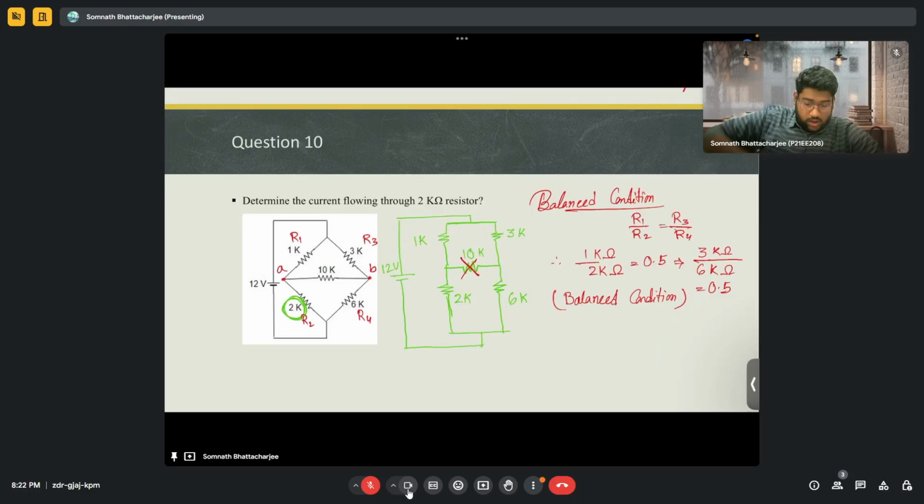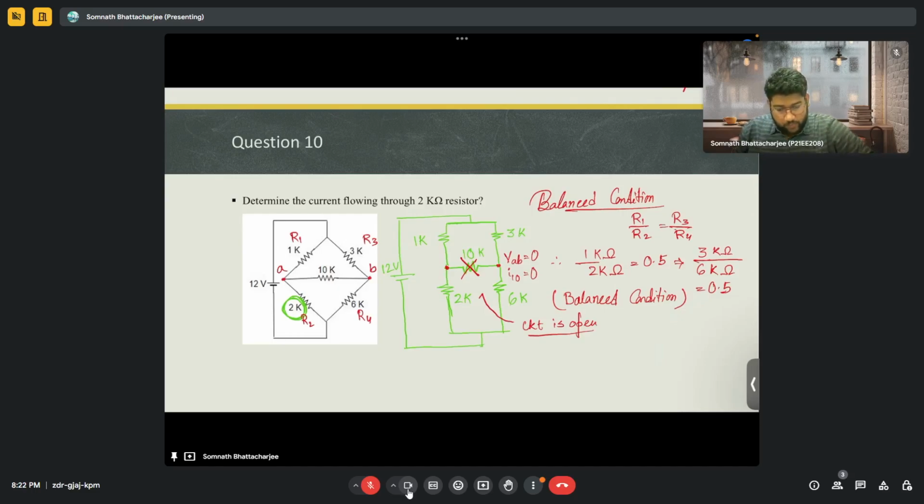So there won't be any current flow through this one, because the voltage drop across this, VAB, is 0 and I through 10 is also 0. So there is no resistance at all. Now the circuit is an open circuit.